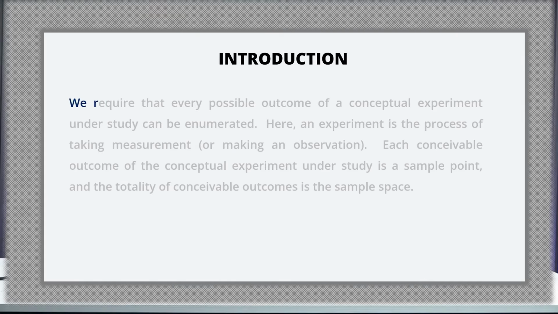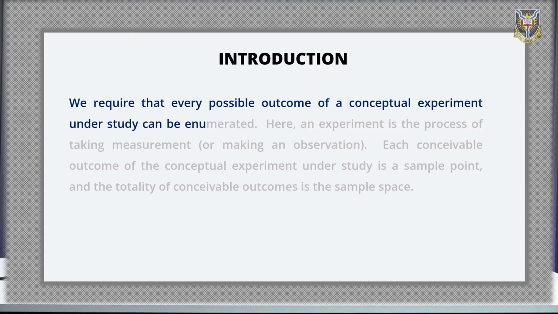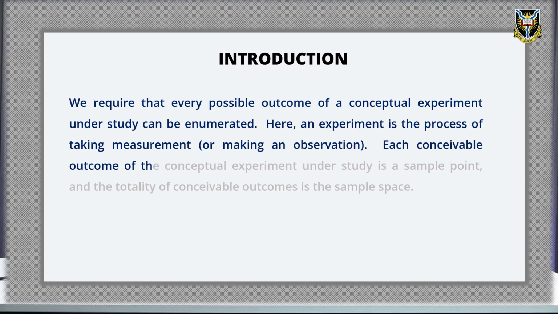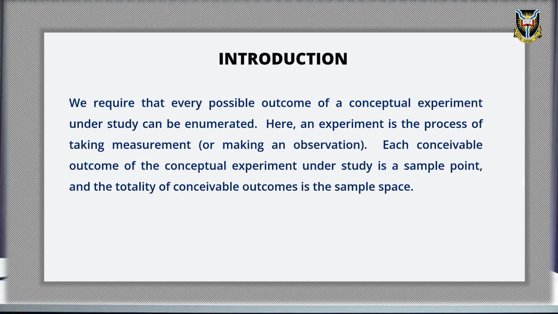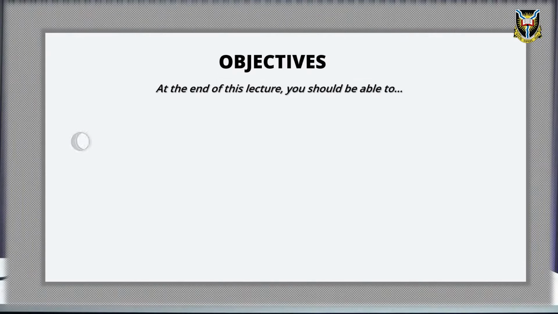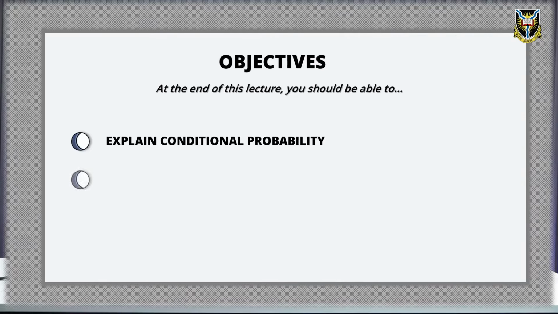It is noted that we require that every possible outcome of a conceptual experiment under study can be enumerated by us as statisticians. There are so many conditions that are attached to probability, to events, which eventually update our probability value. At the end of this lecture, you should be able to explain what is meant by conditional probability, what it is all about, and discuss the concept of independence and Bayes rule.